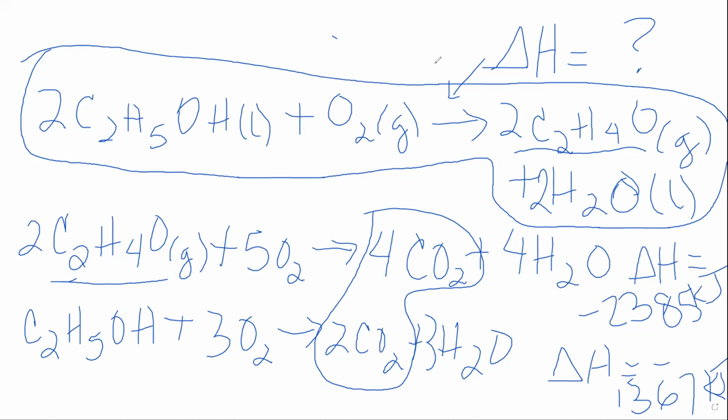Okay. So let's, I don't know if you rewrote everything already, but just by looking at that, you can pretty much see that you need to reverse this one, right? So that means that that's going to give you a positive. And this one you need to multiply times 2, right? So that gives you times 2. And then you add the 2 together, and that's your answer.